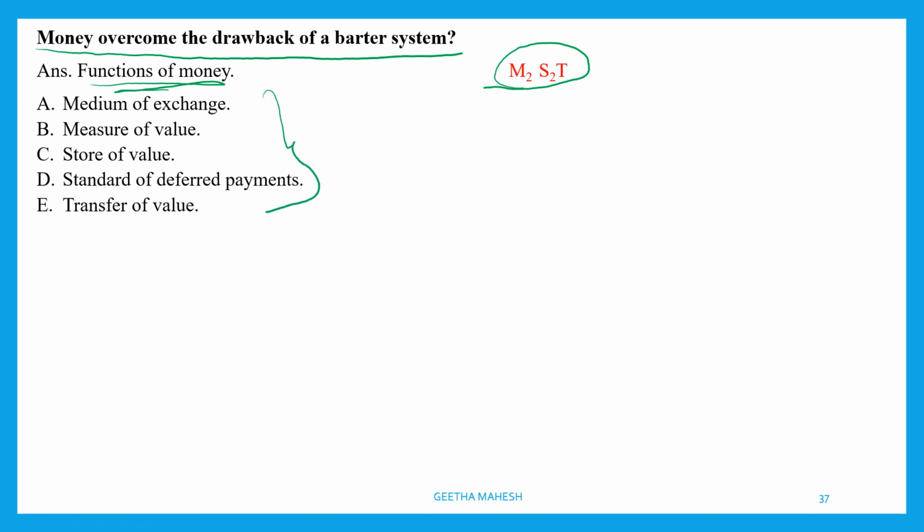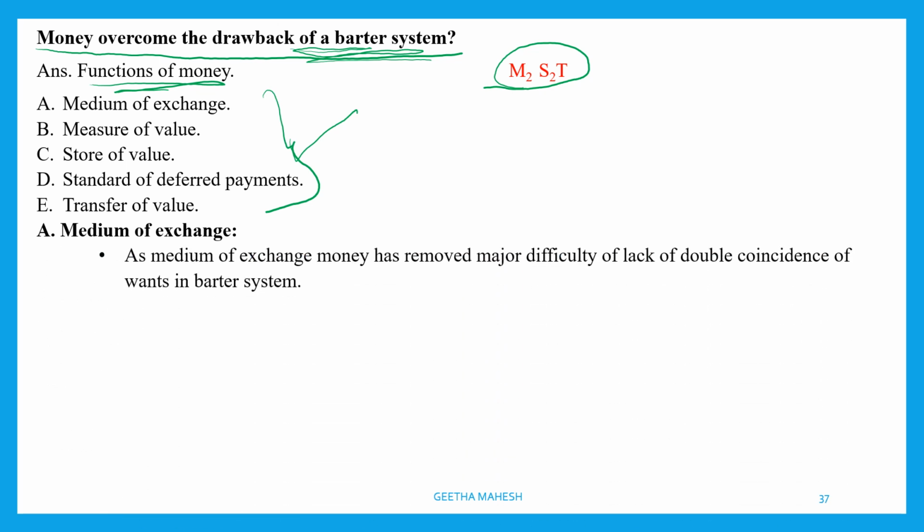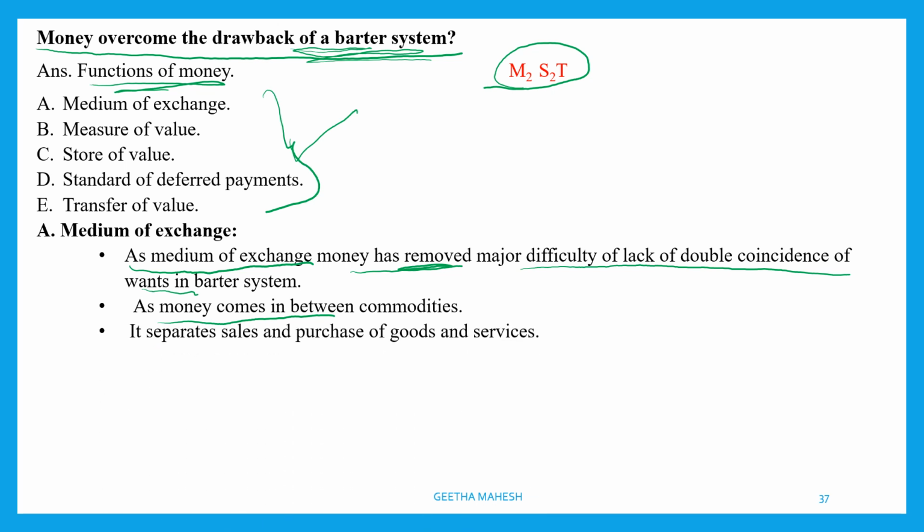These are the main functions of money, and because of these functions we are able to remove the drawbacks of the barter system by introducing money as a medium of exchange. As a medium of exchange, money has removed the major difficulty of lack of double coincidence of wants in the barter system. As money comes in between commodities, it separates sale and purchase of goods and services.